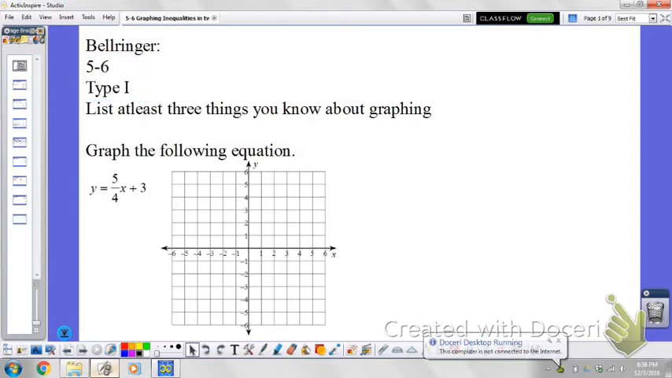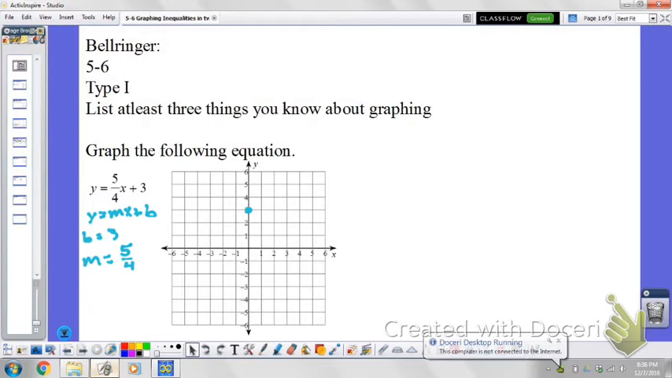So we're going to graph this equation, y equals 5/4 x plus 3. This equation is given to us in slope-intercept form, the y equals mx plus b form, where m is our slope and b is our y-intercept. In this case, b is equal to 3, and our slope m is equal to 5/4. Since b is 3, that's going to be my starting point. We're going to start at the 3.